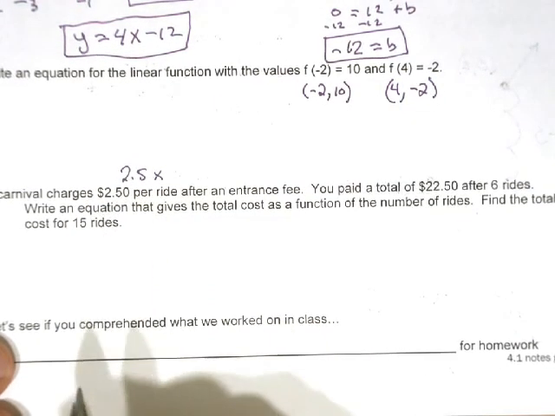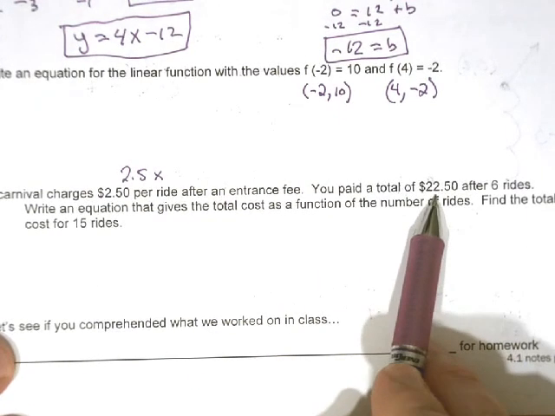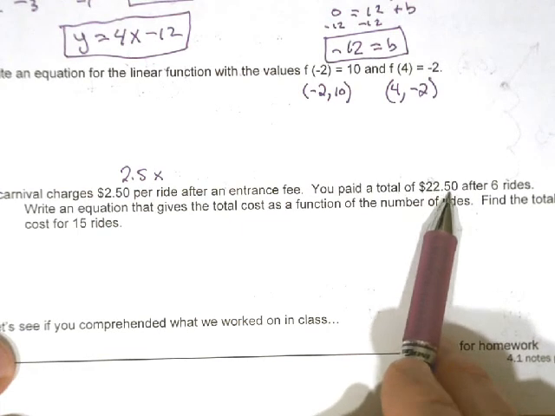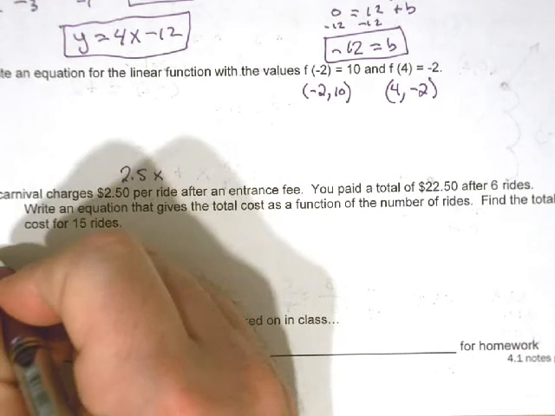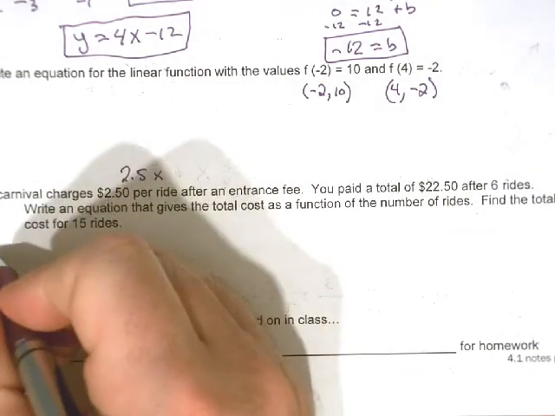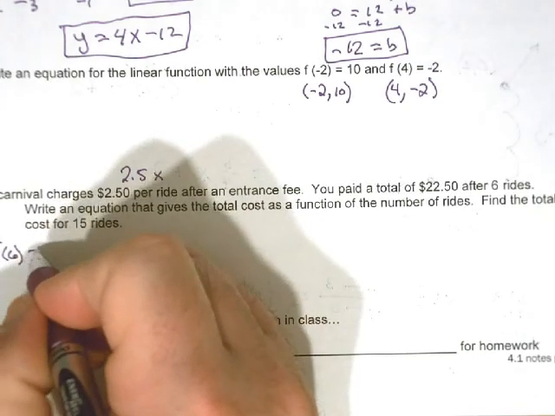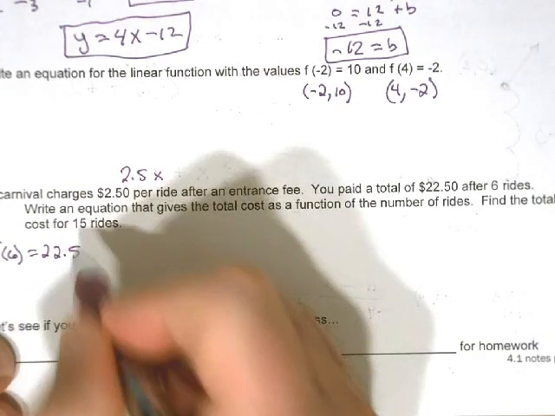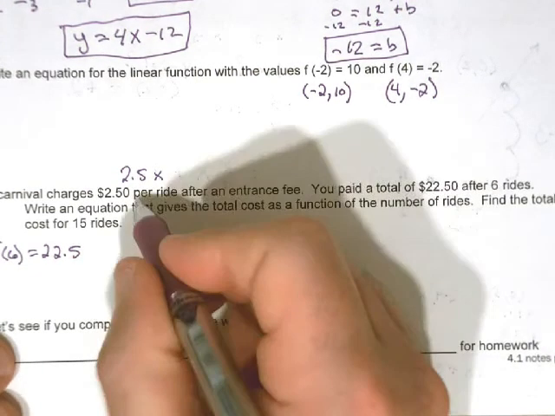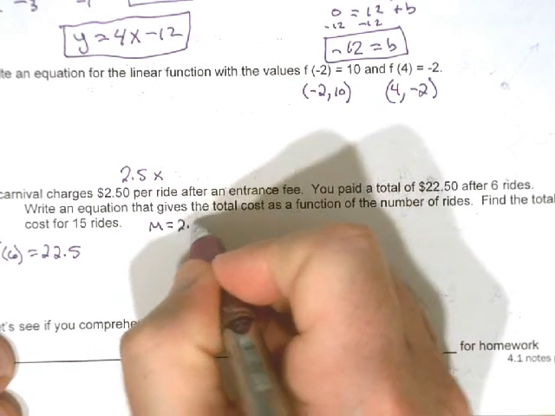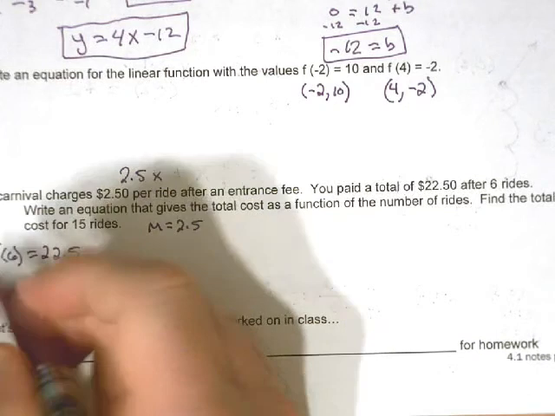That's your changing. All right. So this is our 2.5x. That's our slope information there. That is changing. Here we have a grand total for our function. That's $22.50 after 6 rides. So if I'm writing that as a function, that's going to look like this. If we have our f of 6, so at 6 rides, we are going to pay $22.50. I'm just going to drop the 0 off because we're going to be calculating numbers there in a moment.